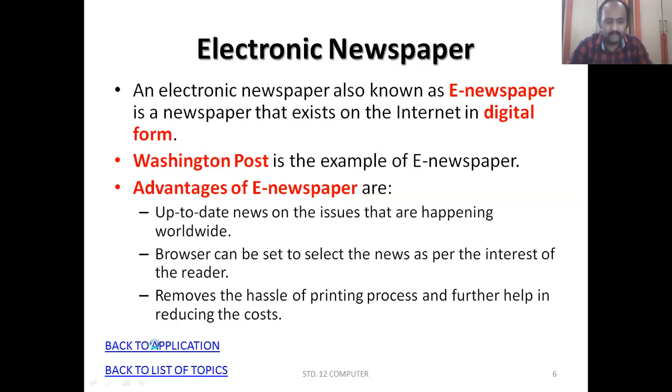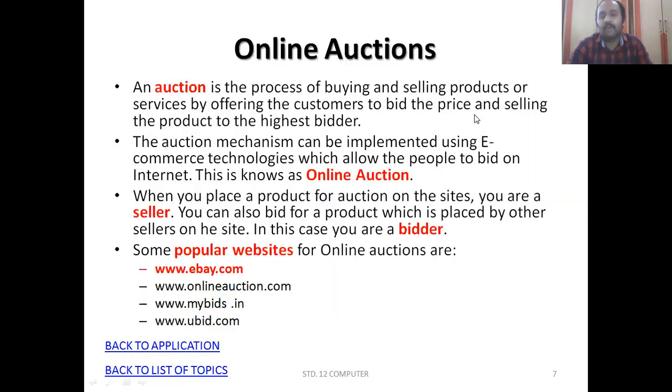Third application, online auction. The physical auctions that happen, the same thing happens in online form too. See, earlier in your book they have given the definition of a normal auction, which can be asked in MCQ: Auction is the process of buying and selling products or services by offering the customer to bid the price and selling the product to the highest bidder.